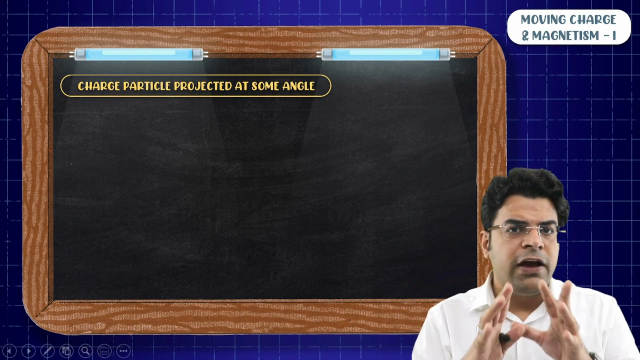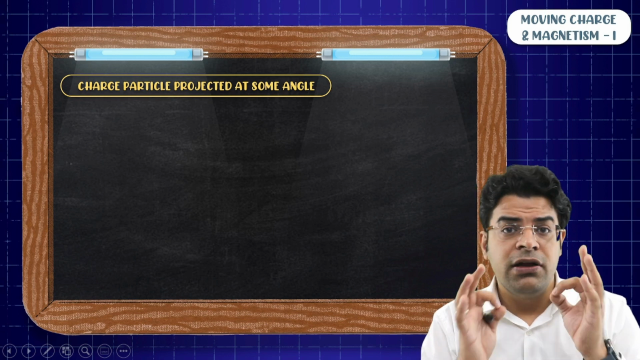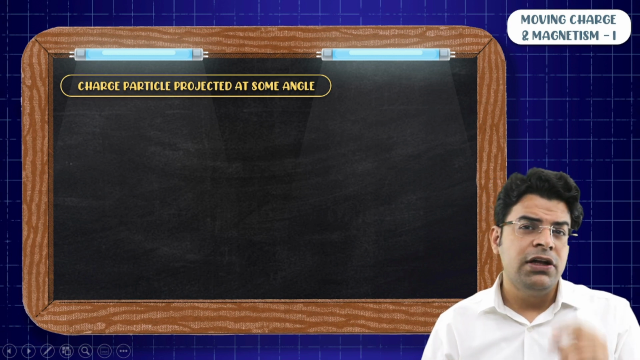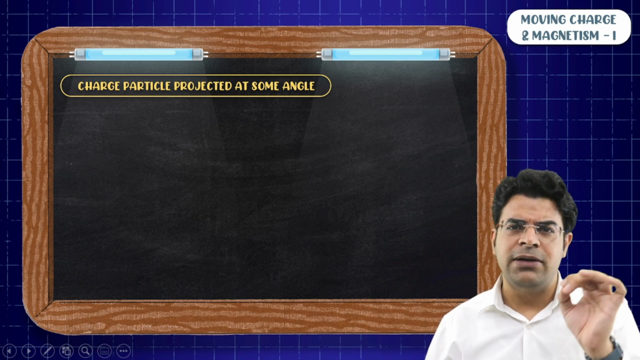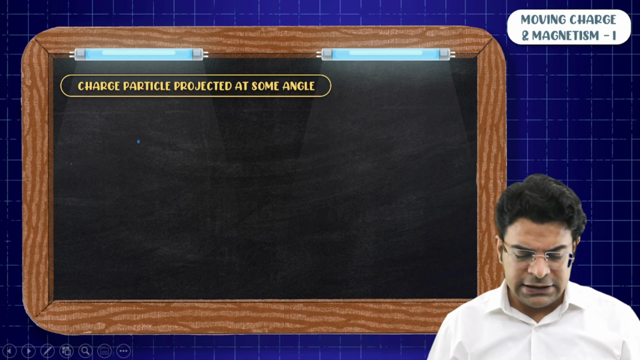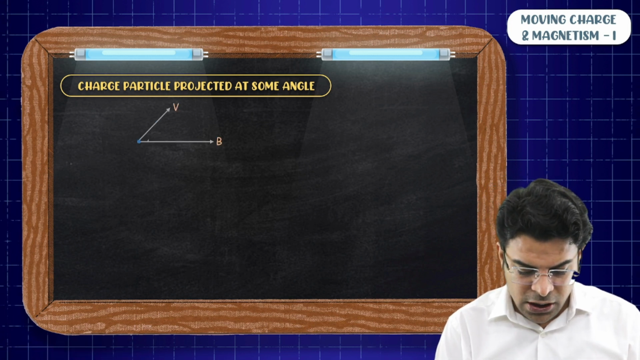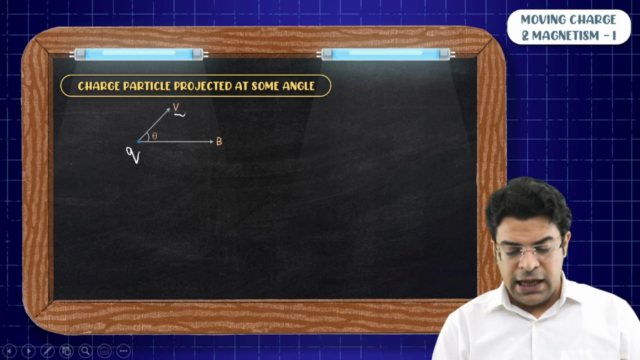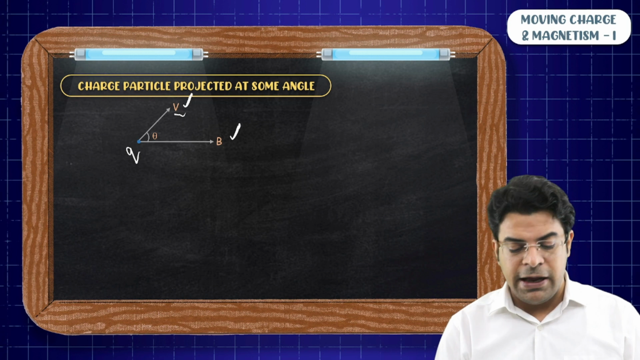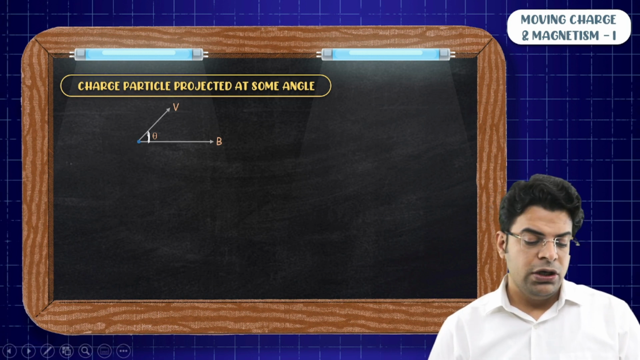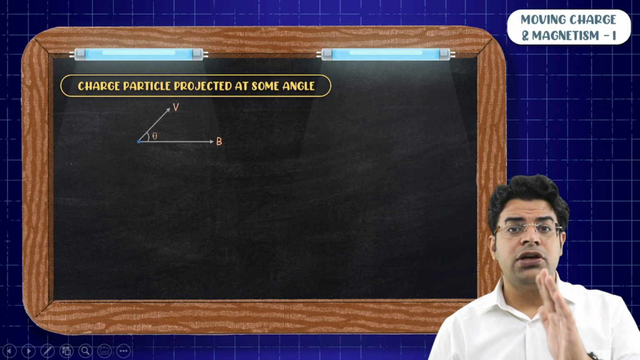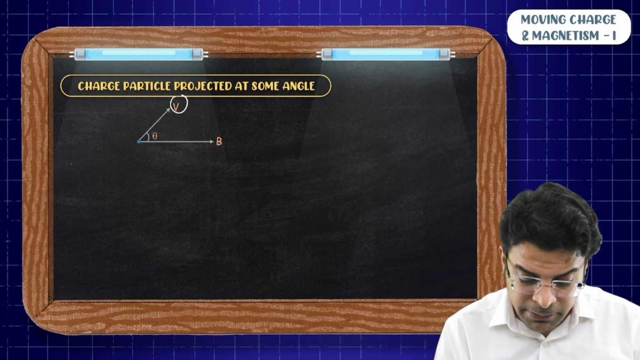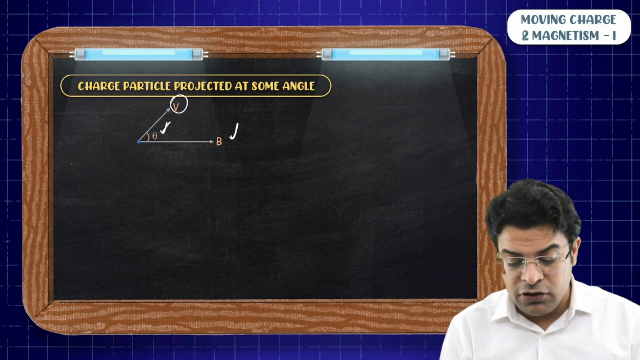Till now, all we have talked about, in every case, the velocity and the direction of magnetic field were perpendicular. But what if the velocity of the charged particle makes some angle with the magnetic field? So let's say we have got this charged particle which moves with a velocity v, such that the angle between the velocity vector and the magnetic field vector is theta. So you can see that the direction of velocity is not at all perpendicular to magnetic field. The velocity makes some angle with the direction of magnetic field.